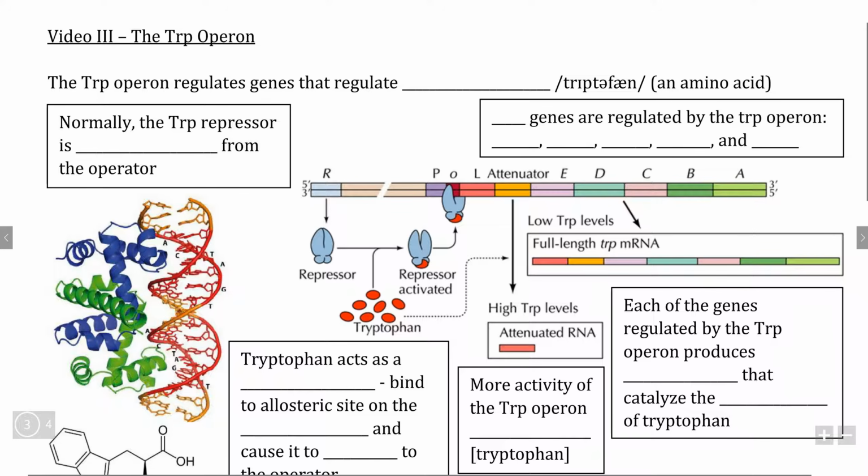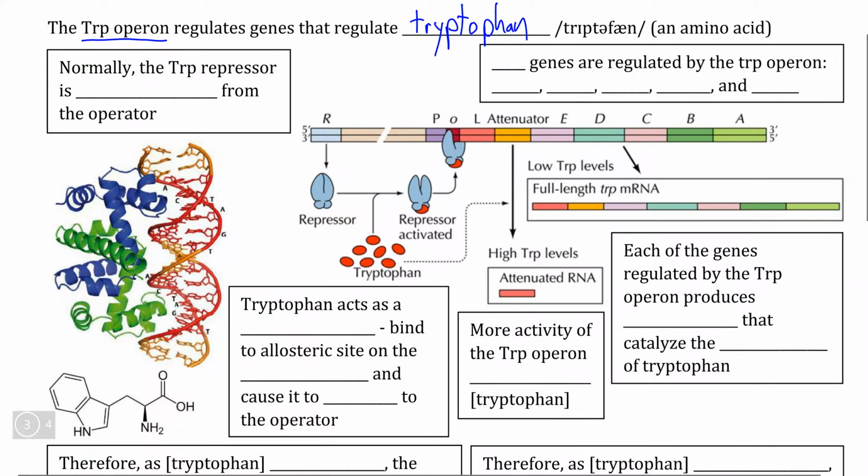In our final video in our series on operons, we're going to look at how the trp operon functions, which is the operon in bacteria that is used to regulate the production of one of the amino acids called tryptophan, which is the amino acid that we see here.